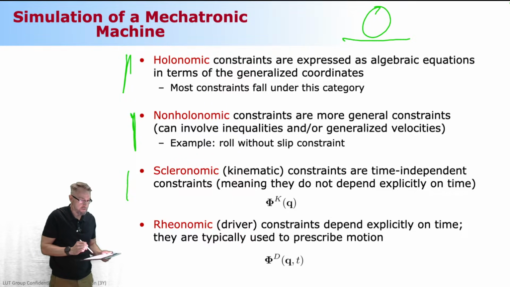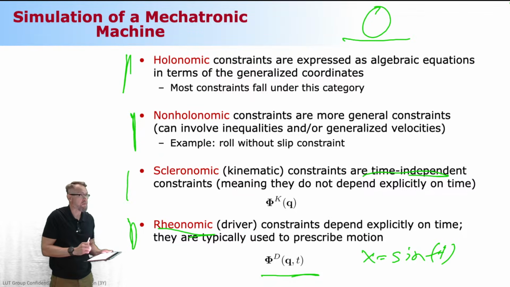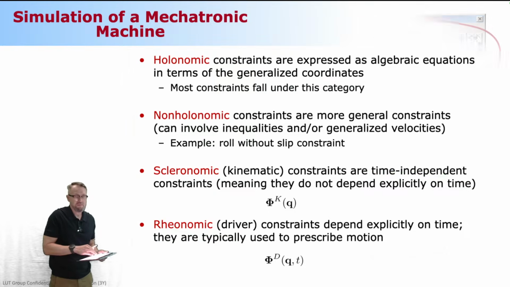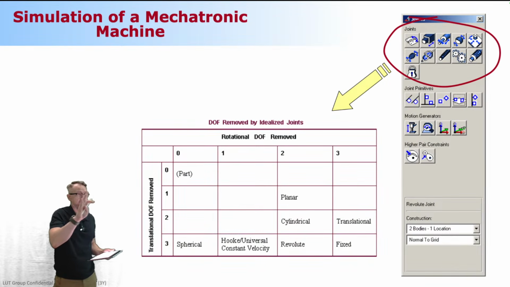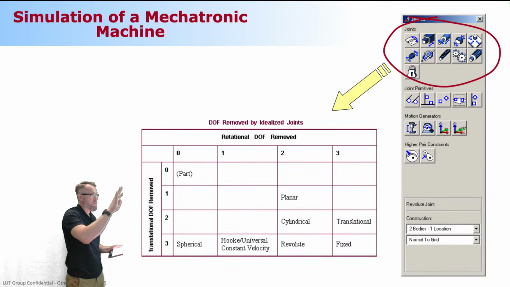Scleronomic is going to be the kinematic ones. They are time independent, so typically the ones we're dealing with. And rheonomic is the driven kind. They are functions of time. Like we mentioned, x was like sine of time. This is going to be a rheonomic driven constraint. Less important stuff. Okay, let's take a look at this briefly and then we're going to move on.